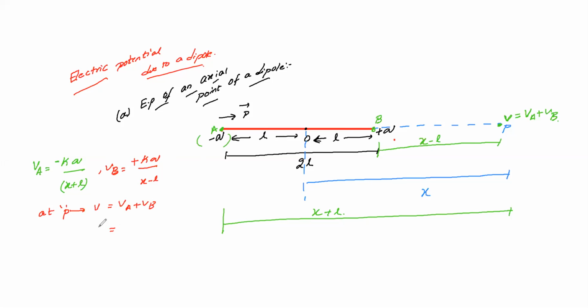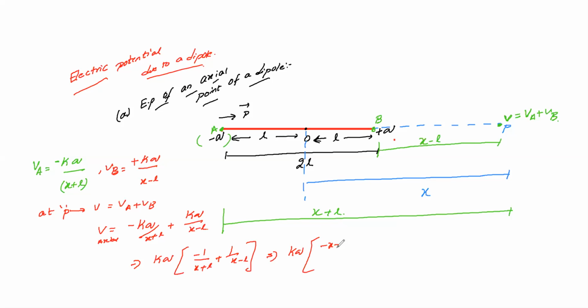So we know VA, I'll take this one as V axial. V axial is equal to minus KQ by x plus L, plus KQ by x minus L. So what I'll do, I'll separate KQ. When I remove KQ, it is minus 1 by x plus L plus 1 by x minus L. Which is equal to, I'll cross multiply it. When you do the cross multiplication, the relation will be minus x plus L plus x plus L, divided by x plus L into x minus L.